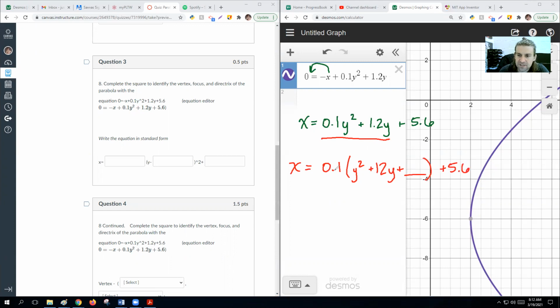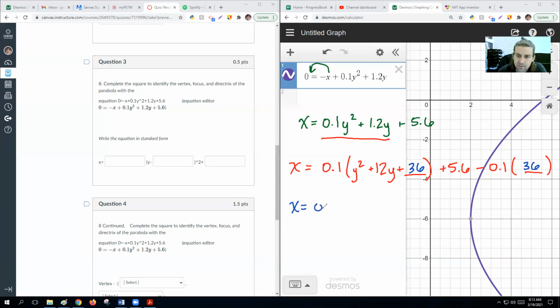And then we got to do the opposite of this here. If we have a 0.1 times the blank, we need to have a minus 0.1 times that same blank in order for our work to be equal. All right, let's figure what number goes in the blank. The number that goes in the blank is 12 divided by 2, which is 6. 6 squared is 36. Okay, so we need to put a 36 there and a 36 there.